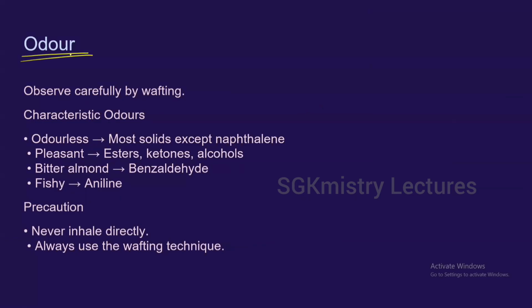This is also a very important preliminary test. Here, if you are good enough in identifying certain odors, the characteristic odor of certain compounds, then here itself you can identify a few compounds. Especially if I'm talking about benzaldehyde, it has a specific bitter almond smell. When you check the odor of the compound, care has to be taken. It has to be done by the wafting technique. I'll be showing how it is done with the help of pictures. Here we are not going to inhale the vapors directly. We are using the wafting technique in order to check the odor of the given unknown organic compound.